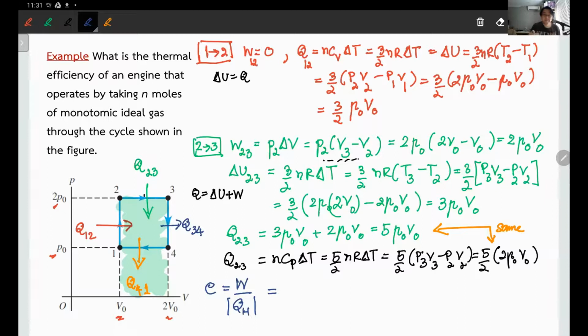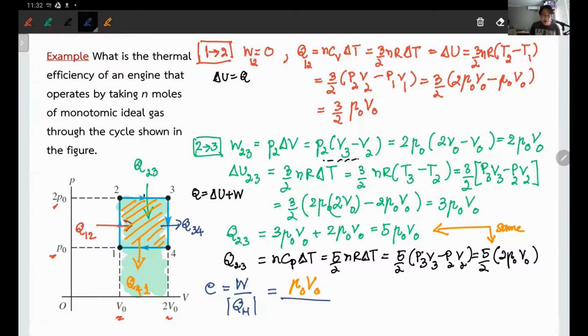Here we go. What is W, guys? What is W? Perfect. It's going to be the area enclosed by the cycle. We have done this maybe a few times already. Every time you have a full cyclic process like this, the enclosed area is going to be the work done by the engine, or by the cycle. So that means the W, the work done, is going to be just the width times the height. And that's going to be P naught V naught. You guys with me?